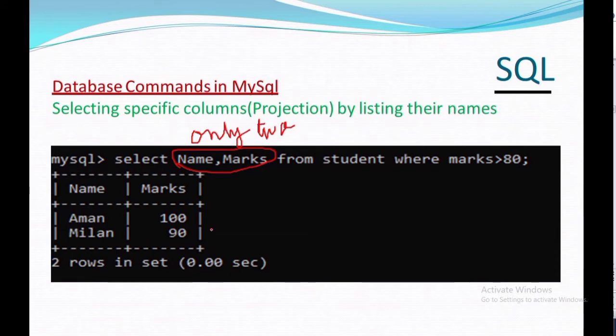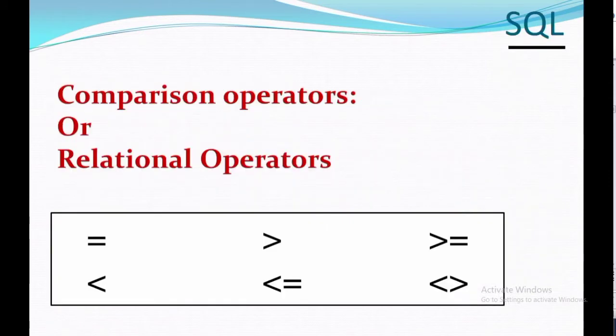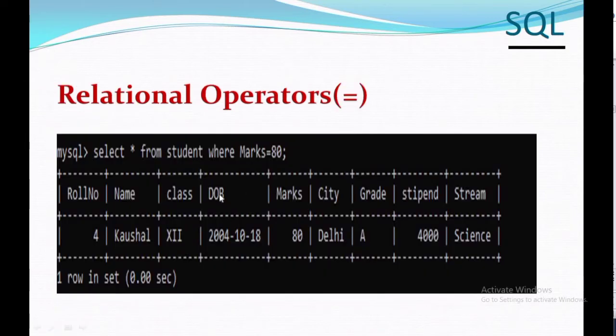Now we'll discuss relational operators. A relational operator is used to compare two values. The result of the comparison will be either true or false. It will give a Boolean result. The examples are equal to, greater than or equal to, less than or equal to, not equal to.